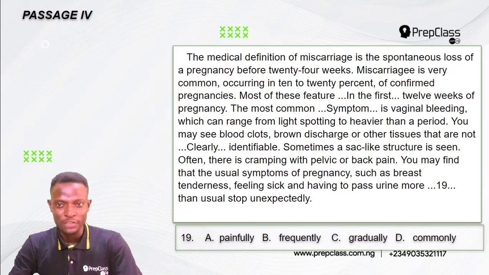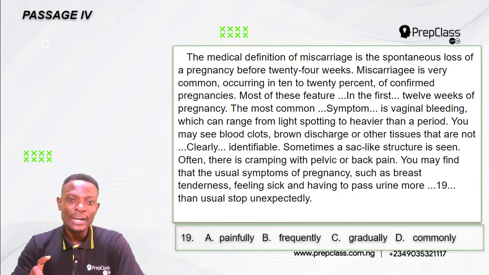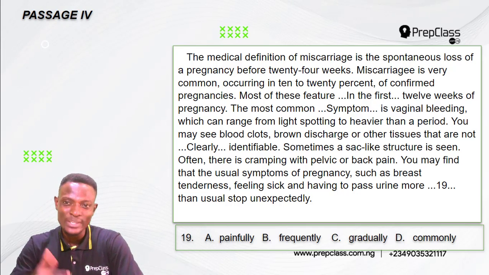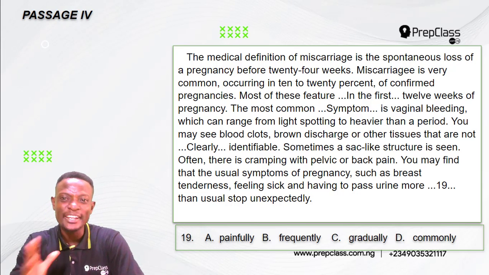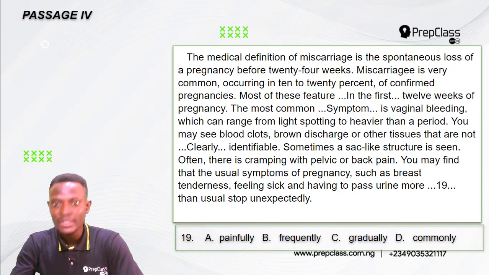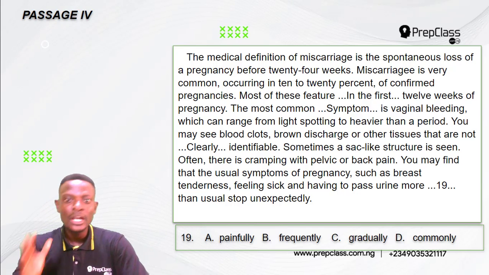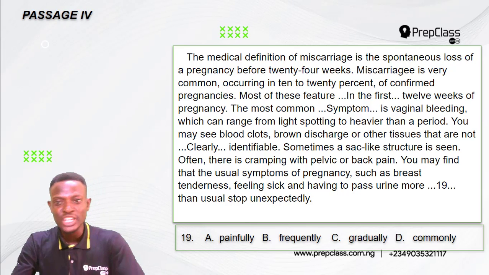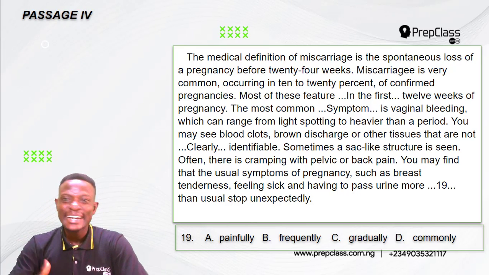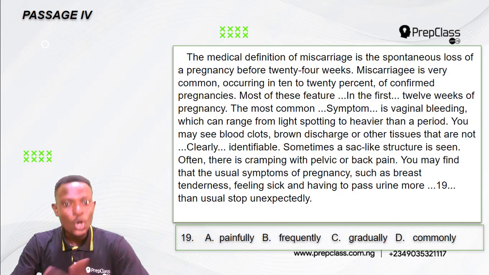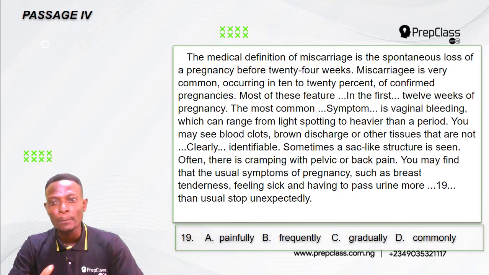The medical definition of miscarriage is the spontaneous loss of a pregnancy before 24 weeks. Miscarriage is very common, occurring in 10 to 20% of confirmed pregnancies. Most of these occur in the first 12 weeks of pregnancy. The most common symptom is vaginal bleeding, which can range from light spotting to heavier than a period. You may see blood clots, brown discharge, or other tissues that are not clearly identifiable. Sometimes a sac-like structure is seen. Often, there is cramping with pelvic or back pain.